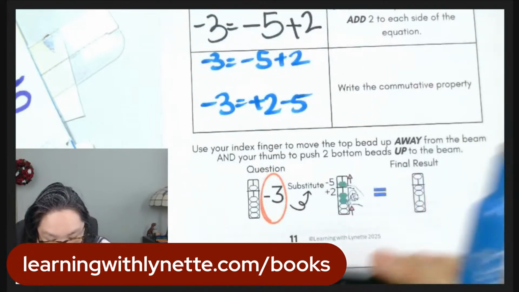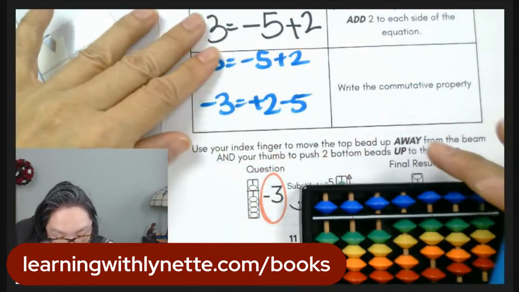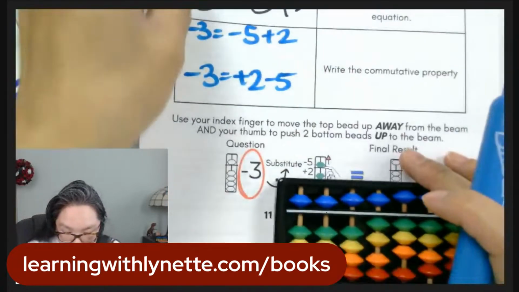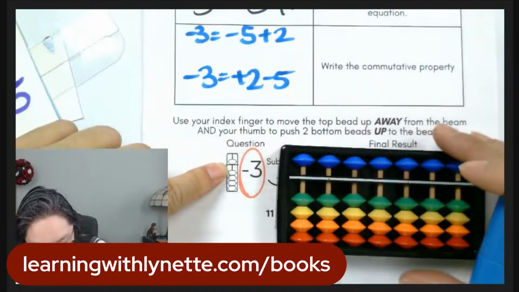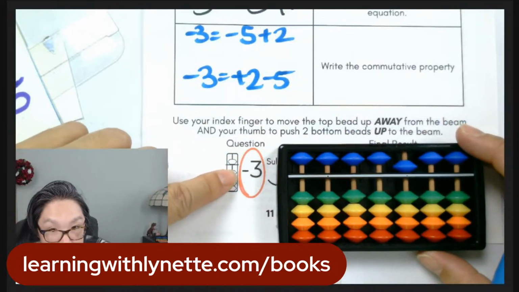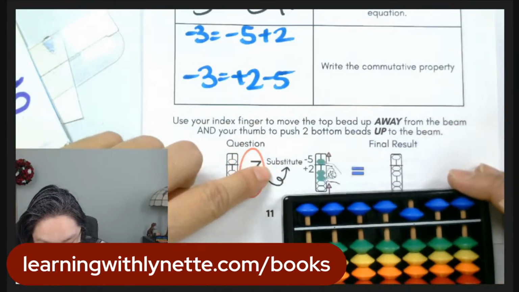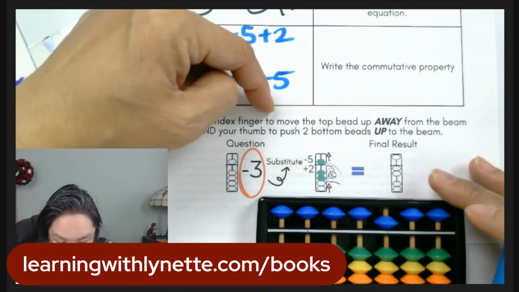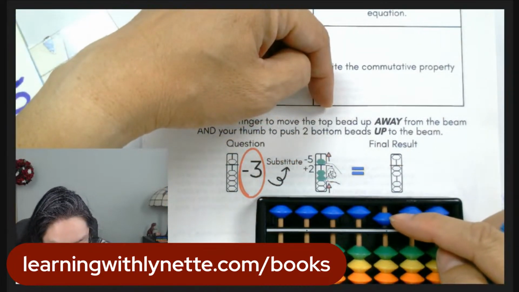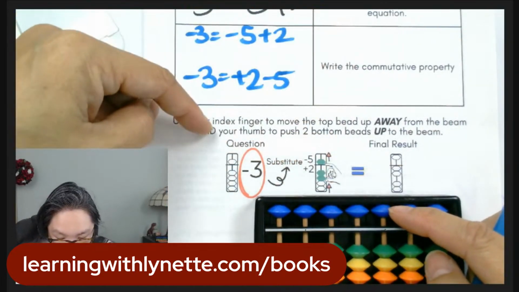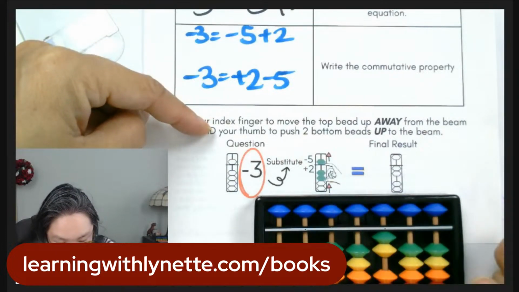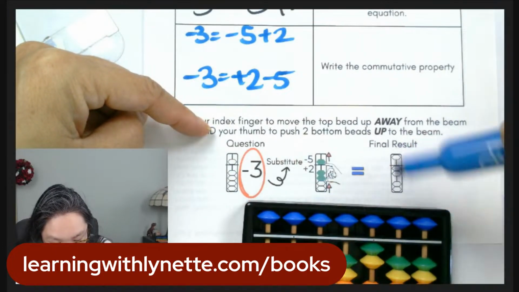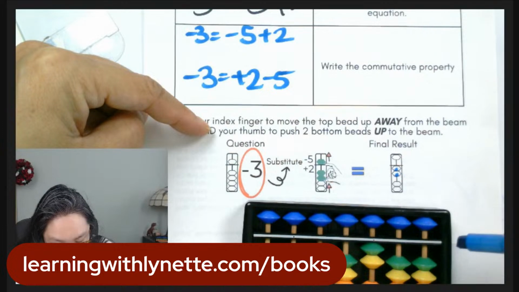So here is the question again. When we move, what we want to do is we want to have our number, which is 5, and then we need to take away the 3. Notice I can't take away the 3. So we substitute minus the 5 plus the 2. So with our index finger, move the top bead away from the beam, and then we use our thumb to push the 2 beads up to the beam. So my final answer is 5. I'm sorry, 2.